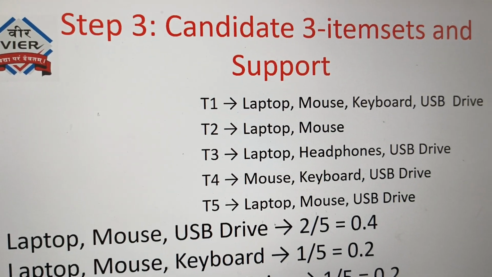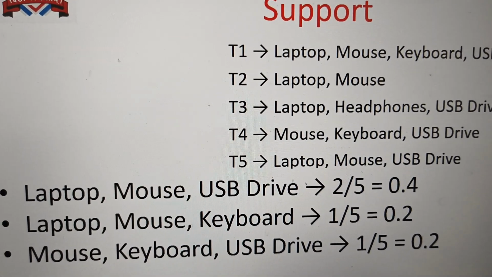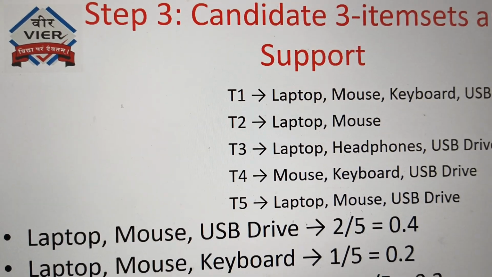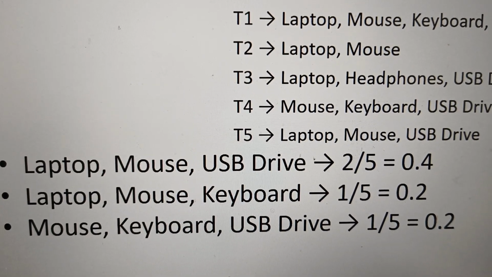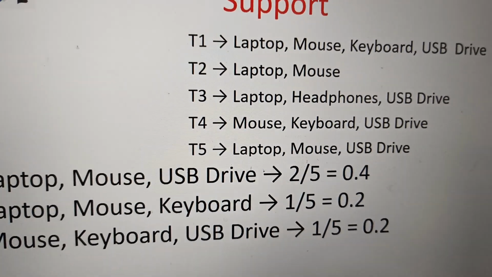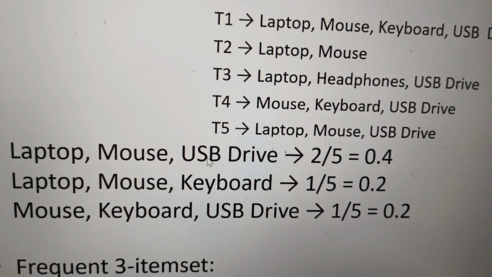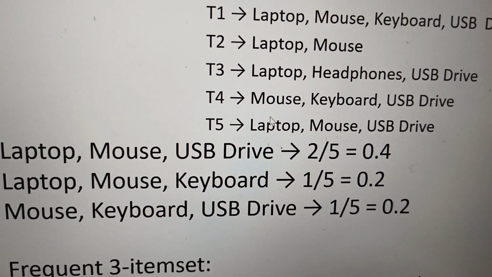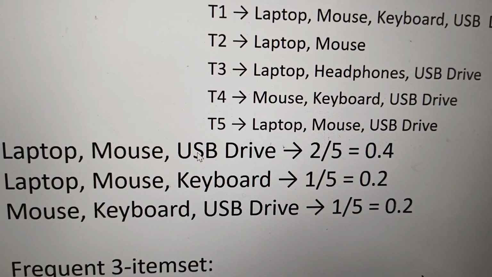Step 3 is candidate 3 item set and support. So we have to consider the 3 item set. Here the combinations for purchasing the 3 item sets are laptop, mouse, USB drive; laptop, mouse, keyboard; and mouse, keyboard, USB drive. And this is the data set. Now we are going to find the support value for the first one, that is laptop, mouse and USB drive. So you can see this one, out of these 5 transactions, we have to find the transactions in which laptop, mouse and USB drive are there.